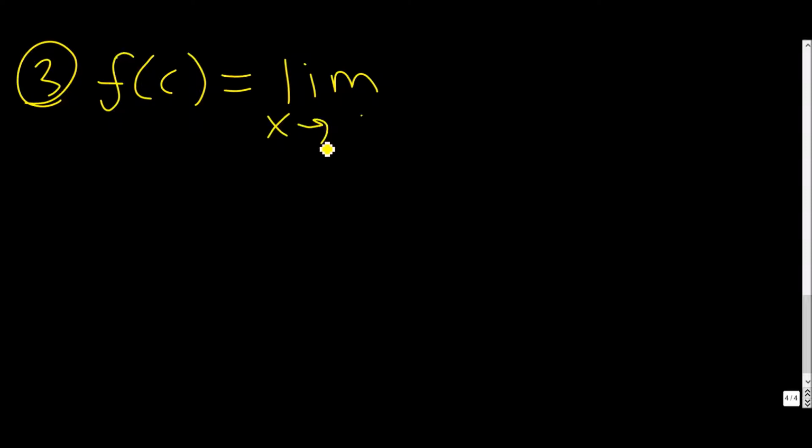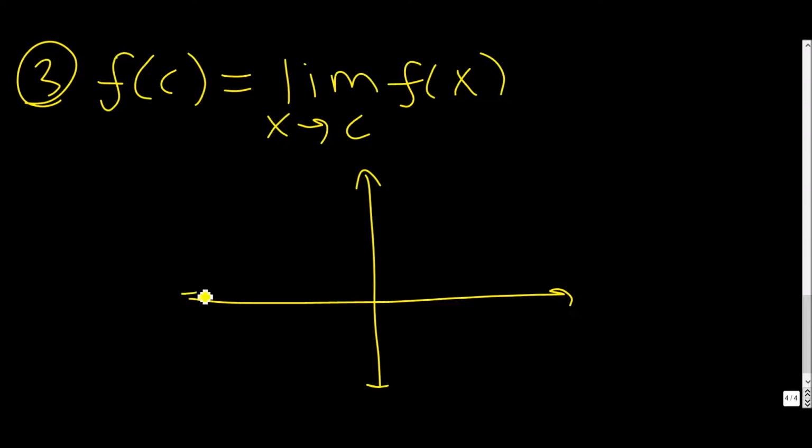And our last part is that f of c must equal the limit as x approaches c of f of x. So what this means for us is that not only do we have to have a value of f of c, but the limit of our function has to approach that exact same value. All of these things must be in place in order for that to happen.